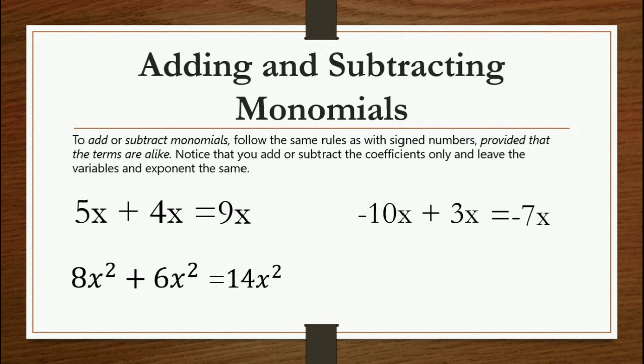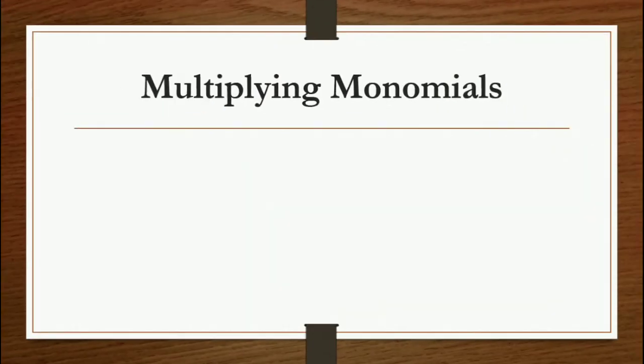Another, solve this example. 13x squared minus 7x squared. Again, our task is to only subtract the coefficient of the terms and leave the variables and exponent the same. Now if we subtract 13 by 7, we will get 6 as difference, and therefore, the final answer is 6x squared. Let us now proceed to performing multiplication on monomials.